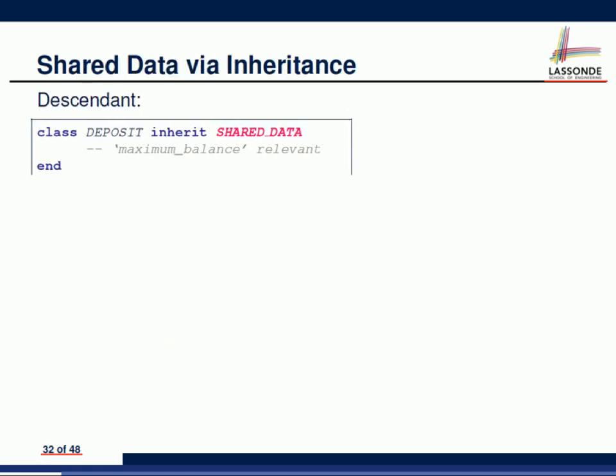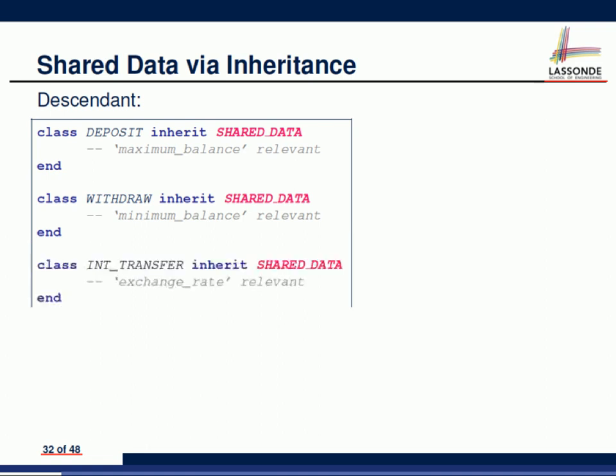Let's consider the first design. Typically, the first one or first few I give you are usually not good, but we're going to see how we can make sense out of them. Let's say we have a class called Deposit, and notice that the Deposit class has a superclass called ShareData. We'll see what ShareData is in just a moment. We have another class called Withdraw, which also inherits from ShareData. We also have a class called InternationalTransfer, which also shares the data.